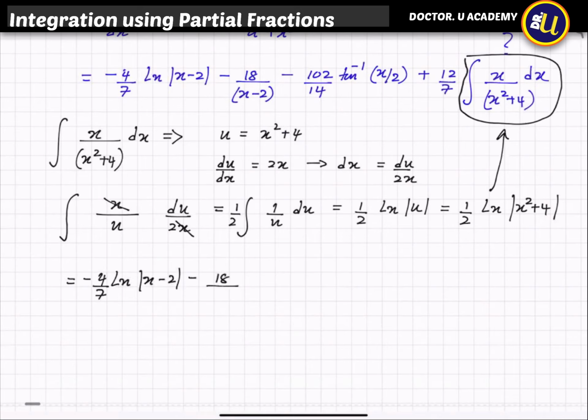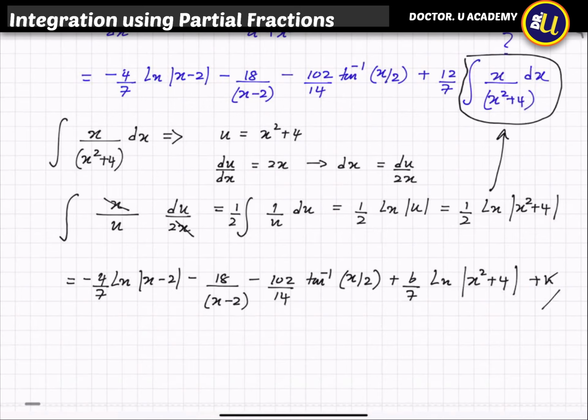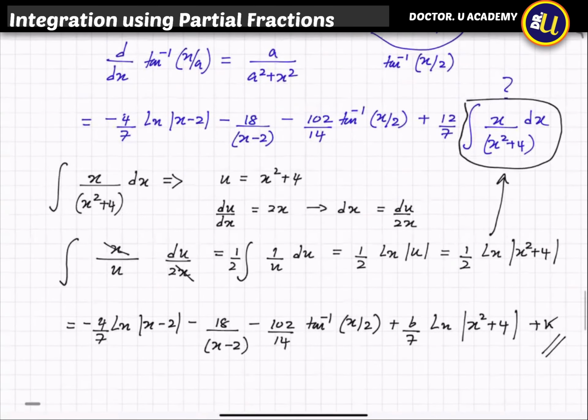minus 18 divided by x minus 2, then minus 102 divided by 14 tan inverse x divided by 2. I have 2 here, so 2 and 12 are going to cancel each other, so it's going to be plus 6 divided by 7 natural log mod x squared plus 4. Don't forget to put the integration constant k, and that would be the answer to this question.